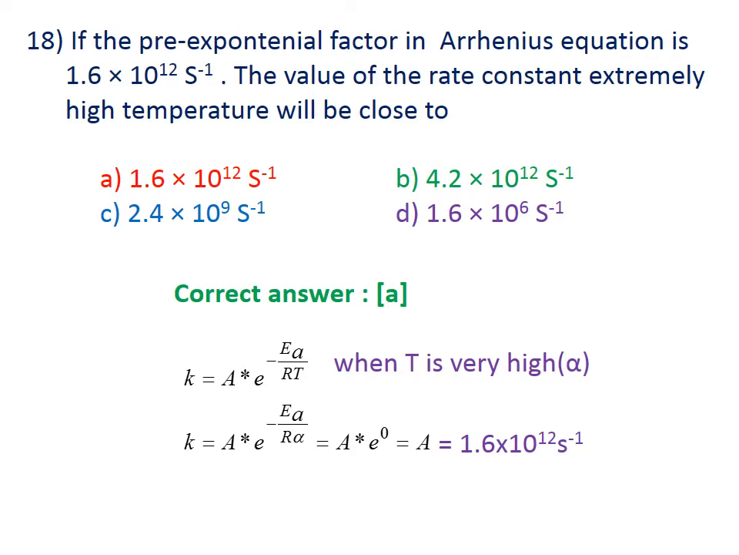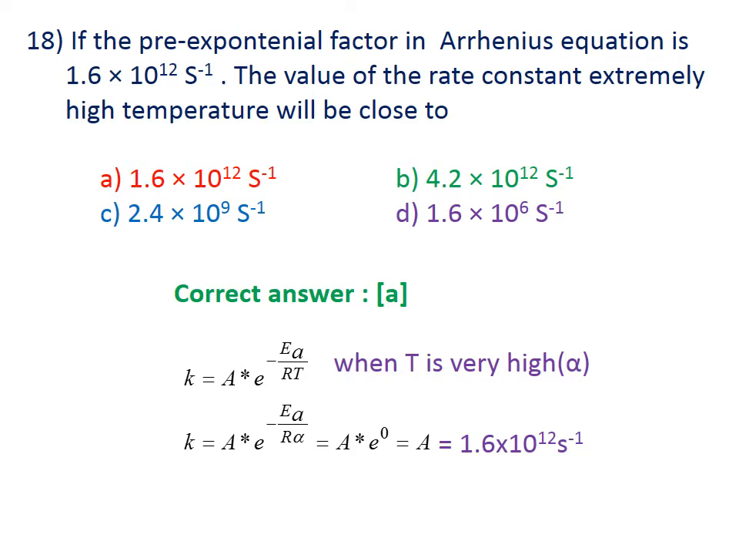18. If the pre-exponential factor in the Arrhenius equation is 1.6 into 10 to the power of 12 second power minus 1, the value of the rate constant at extremely high temperature will be close to. Here the correct option is A.